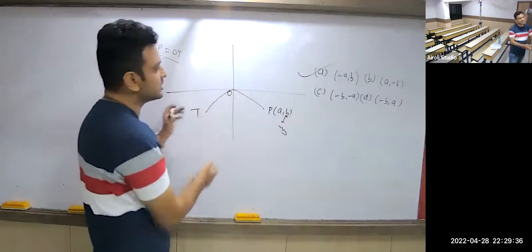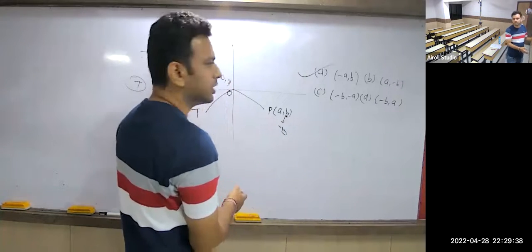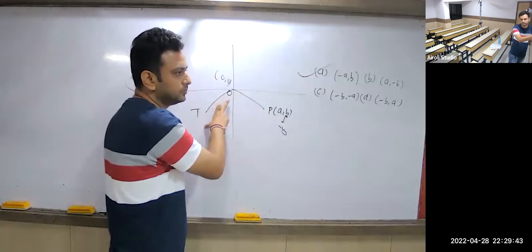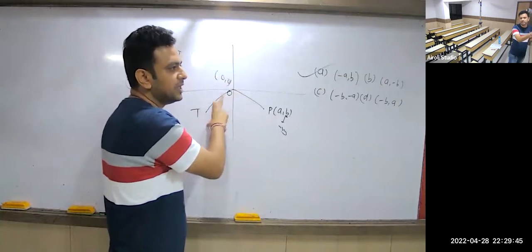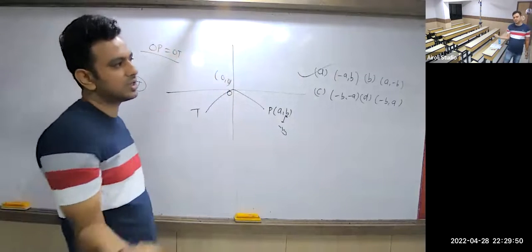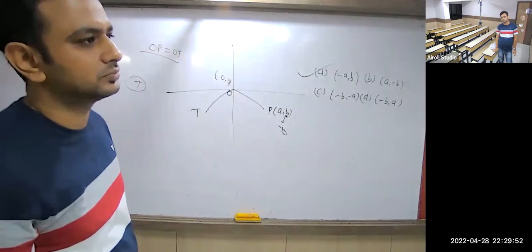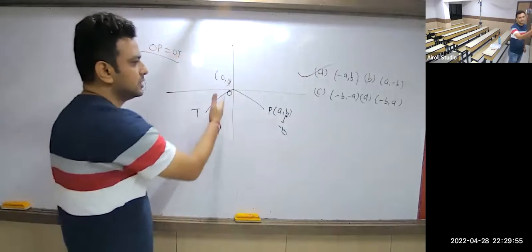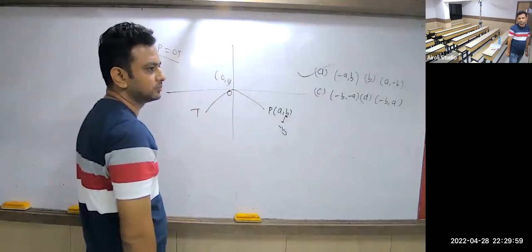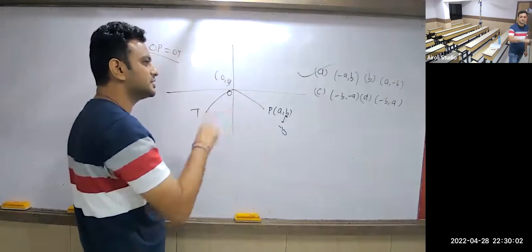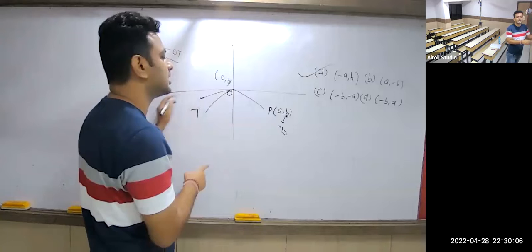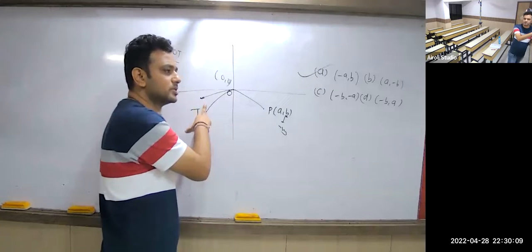Otherwise, the origin is 0,0, so you can apply the distance formula. In that case you will get a relation, not the exact value, and check from the options. So it is better to see that it will be a reflection, then only the distance will be equal. But in that case also one possibility is there. It can be here also, at the same distance.